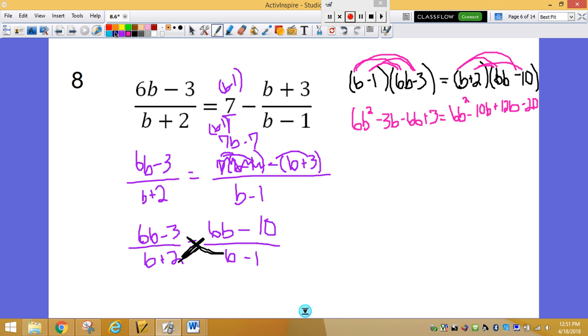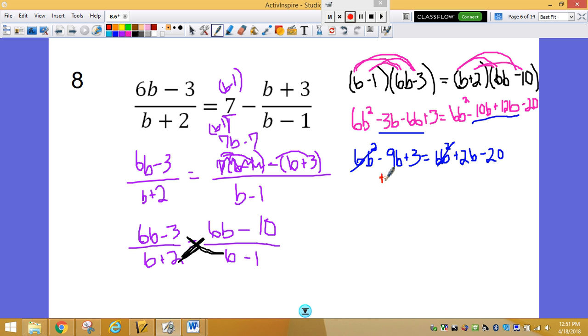Alright, combining like terms. 6b squared, I'm going to bring this down. I can combine these b's. Negative 3 minus 6 is negative 9b. Bring down 6b squared. Combine my b's. Negative 10 plus 12 is 2. It's a positive 2, so put plus. When I move my 6b squared over, it's on the same side, so they're actually going to cancel, which is nice. I'm going to move my 9b over.